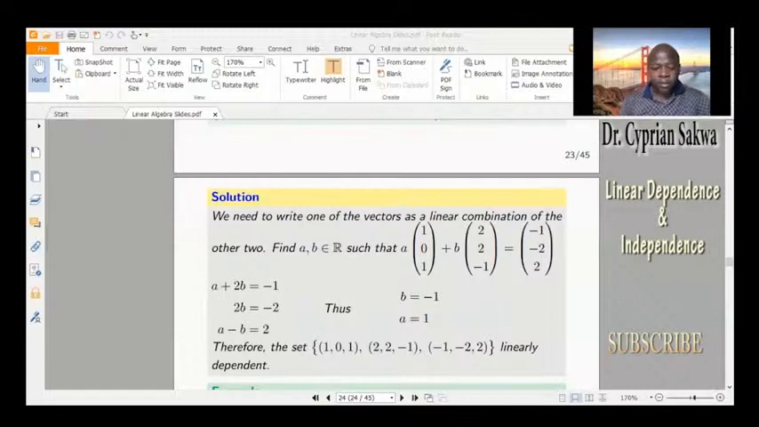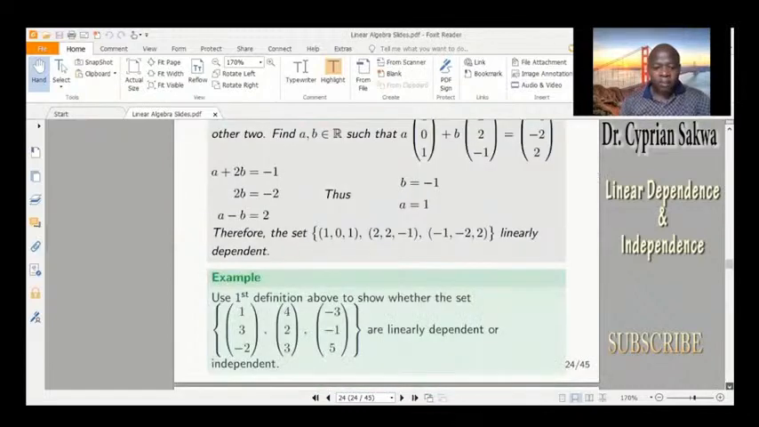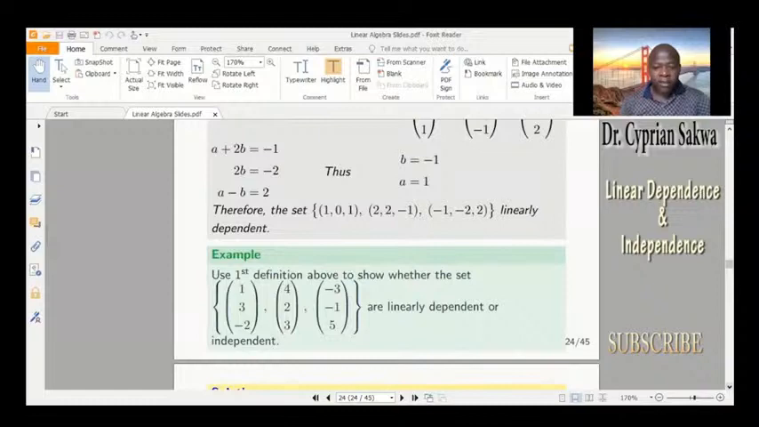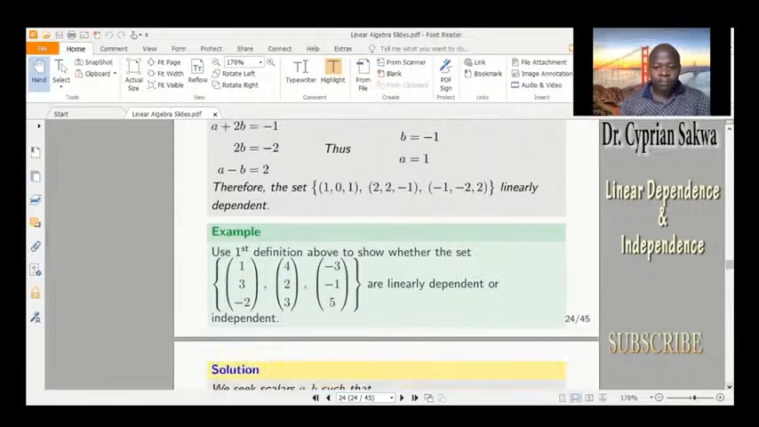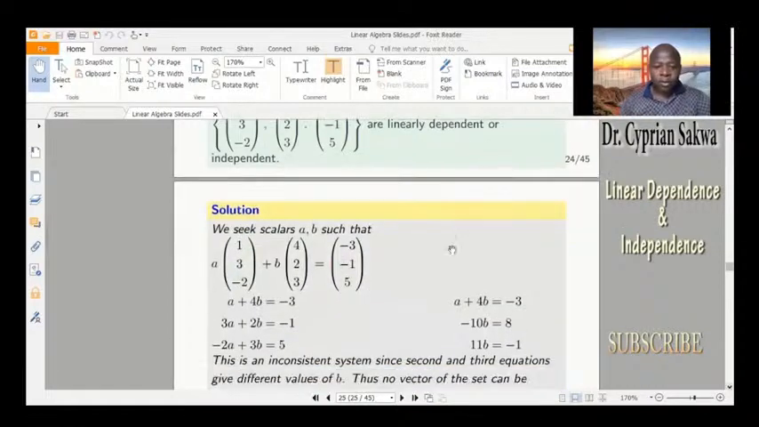So that is when we use our first definition. So let me show another example. And again, I want to use the first definition. Of course, you already know how to use the second definition. So the question is, use the first definition above to show whether these three vectors are linearly dependent or not. So I want to see whether one of the vectors can be written as a linear combination of the other two. So I've chosen this one, and I want it to be written as a linear combination of these other two.